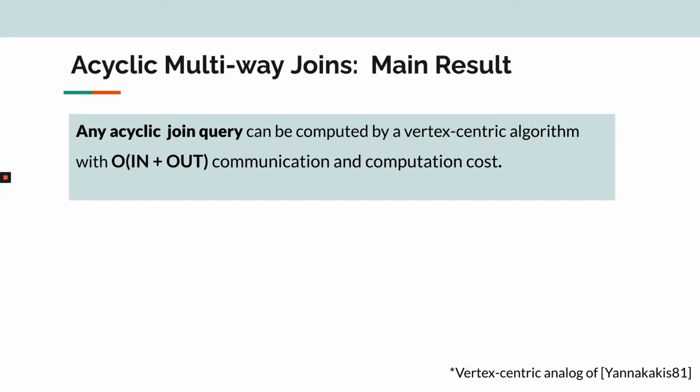With this, we obtain our next result and claim that we can compute any acyclic join query in a vertex-centric way with communication and computation costs that are linear in the size of the input plus output. The detailed cost analysis can be found in the paper. So our algorithm is a vertex-centric analog of Yannakakis' algorithm with the advantage of being naturally parallel.